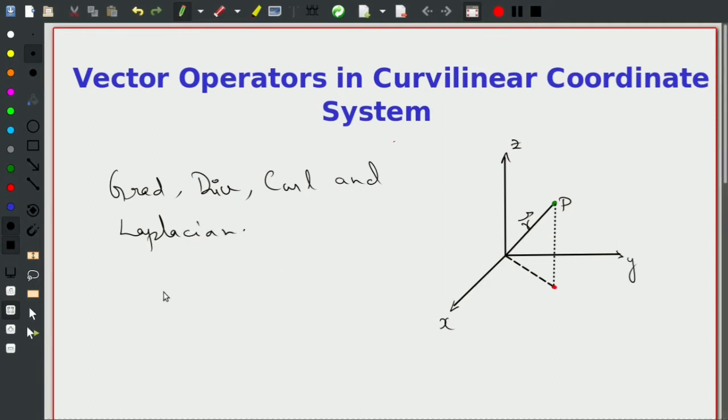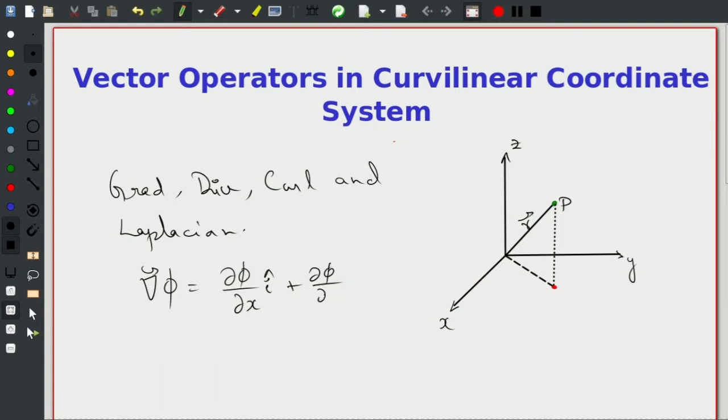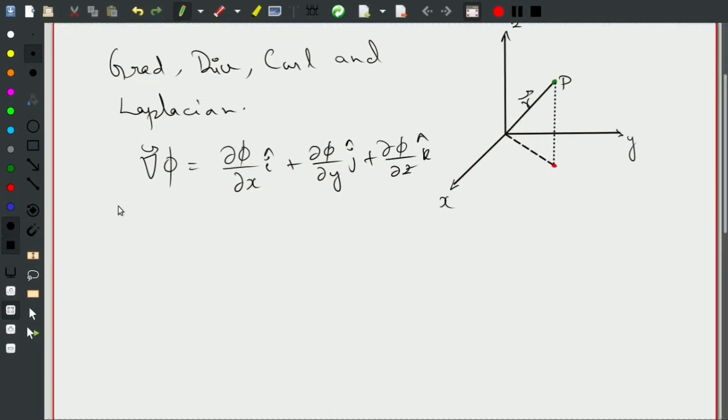Okay, so what is grad? Grad is nothing but a scalar operator which operates on a scalar function represented by phi. So grad phi is nothing but dou phi by dou x i cap plus dou phi by dou y j cap plus dou phi by dou z k cap, right? Similarly, divergence is a vector operator.